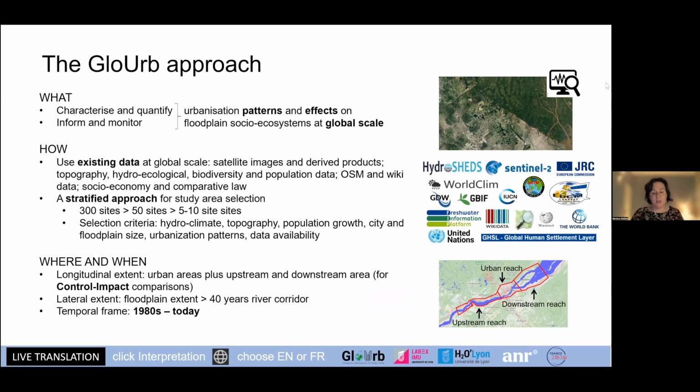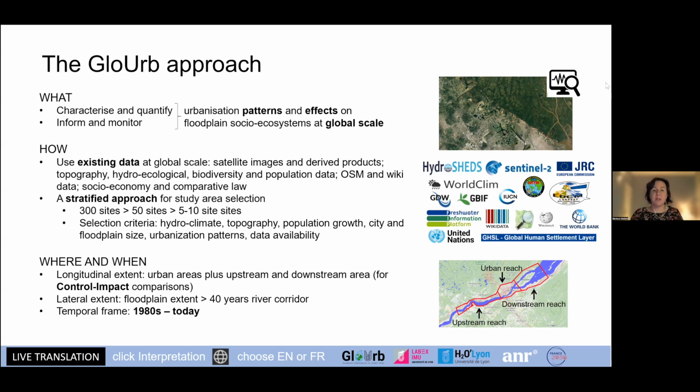So the purpose of this project is to characterize, quantify, analyze, monitor and inform on the pattern and the development of floodplains, and the effects of floodplains on the ecosystem at the global scale. So we'll use data at the global scale, on different items: topography, agriculture, biodiversity. Or we'll produce new, original data from the database. We will include satellite image data as well as data from the web.